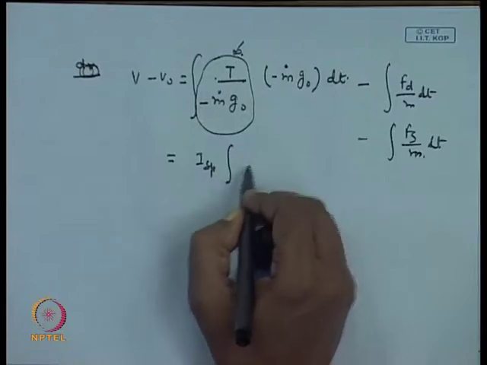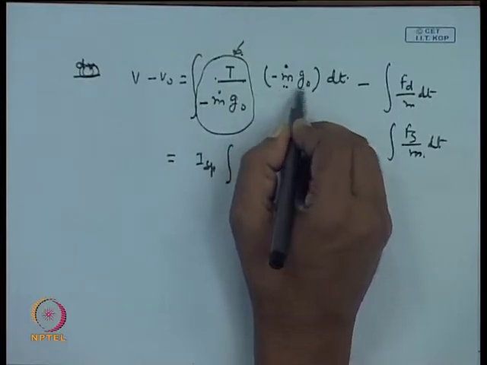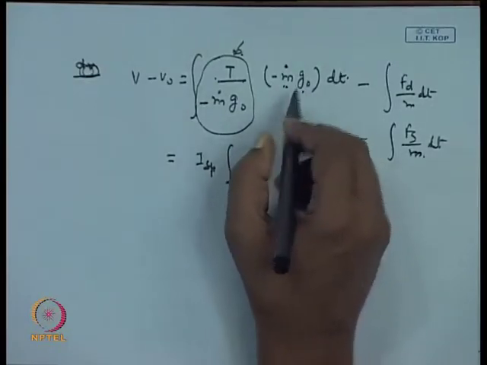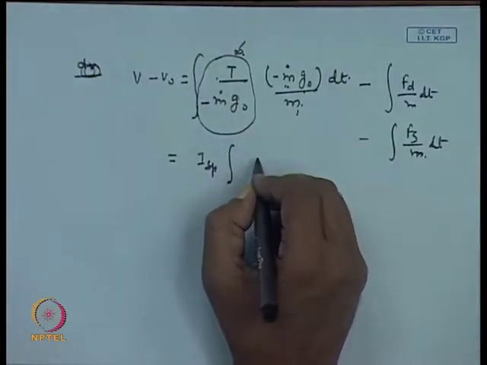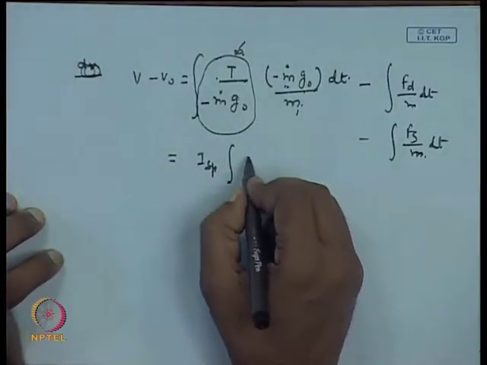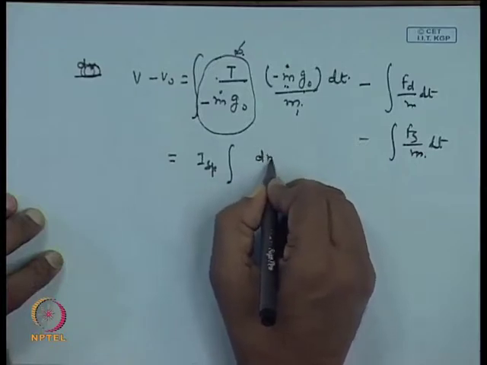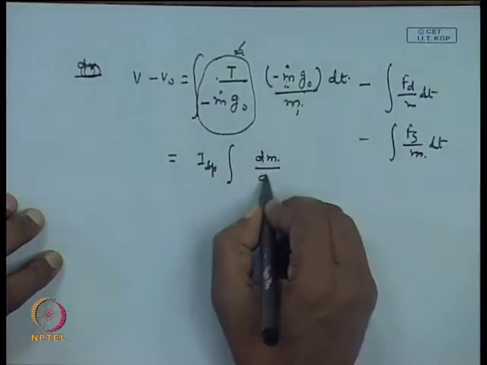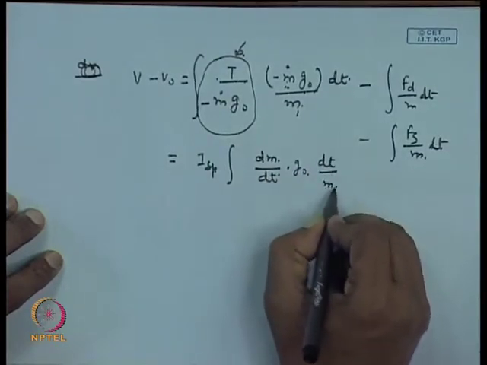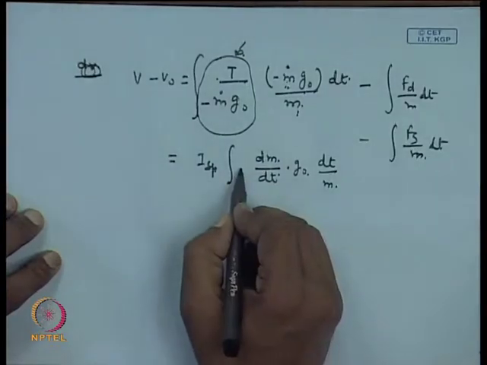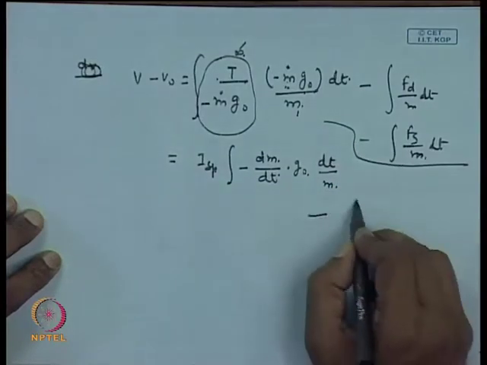We can take it outside, and here we have the quantity m dot z_0. And another quantity we have, the m which is missing here, so we put it here in this place. So, this we can write as dm by dt, and this is z_0 and this is dt by m, and we are putting a minus sign here. So, write the other terms.